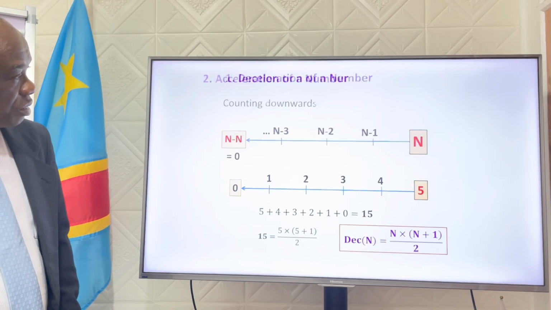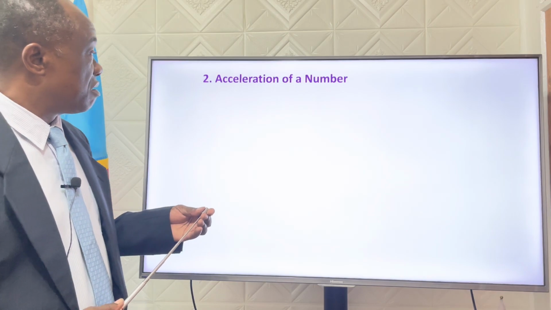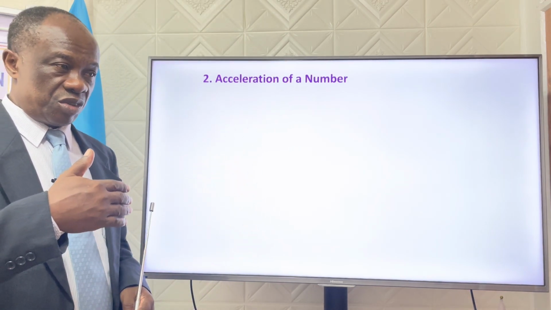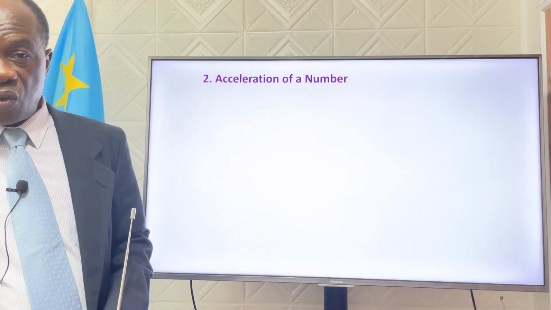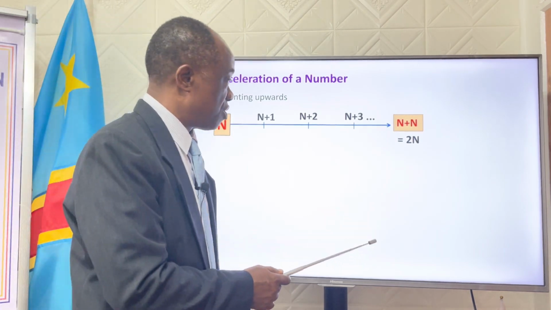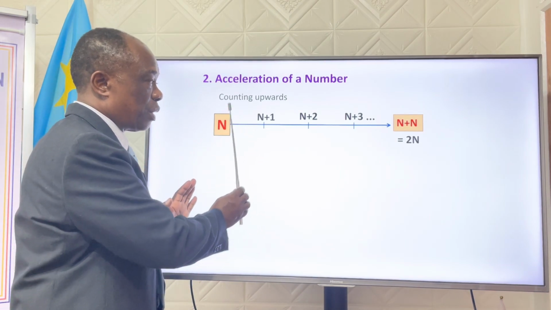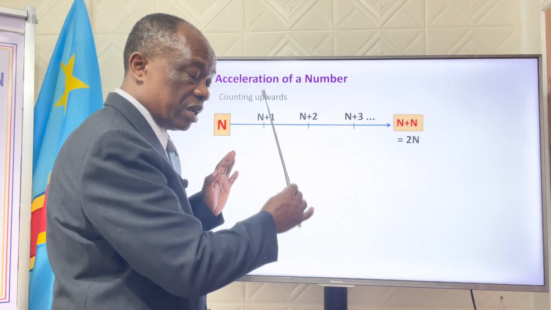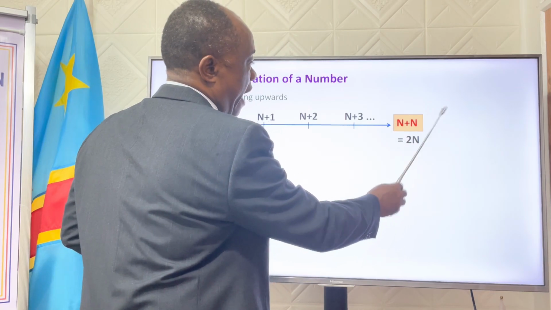So now we go to the next operation. The next operation is the acceleration. To accelerate a number is to count it upwards. We count upwards. It means you have n here. Now you go plus 1, plus 2, plus 3, plus 4, plus 5, and etc. until you reach that number which is n.